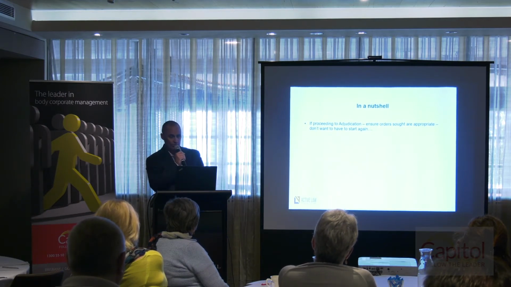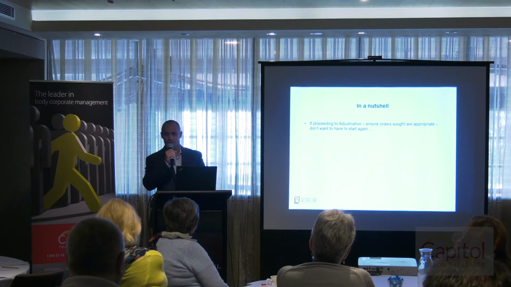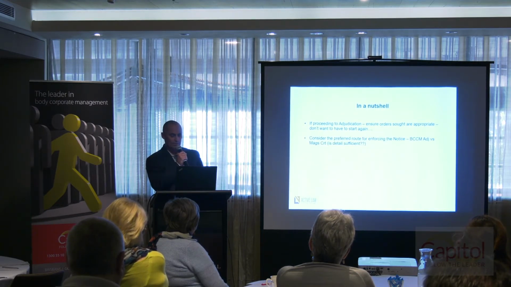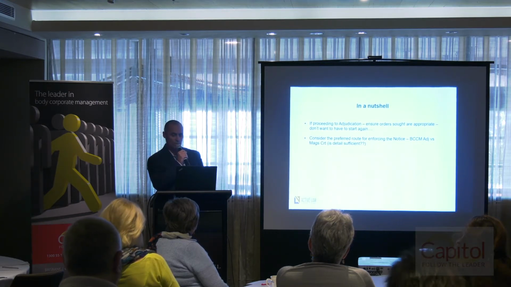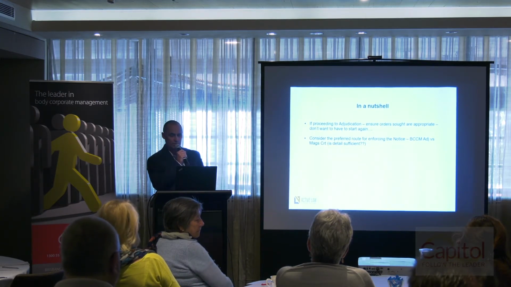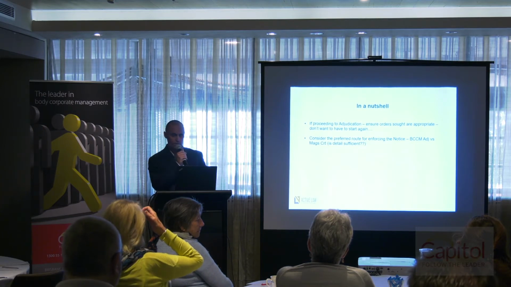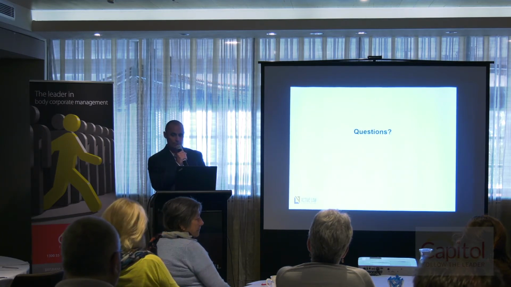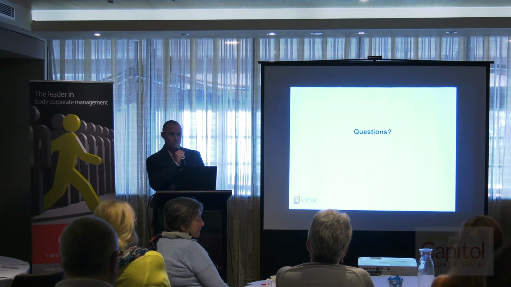Because the last thing you want to do is go through the process, realise you've got an unenforceable order and have to start the process again. And finally, when you're considering the preferred route for enforcing the notice, give some thought to, is the adjudication the preferred route, or is the magistrates' court? And in most cases it's going to be the adjudication process, I suggest. And that's it. Any questions?